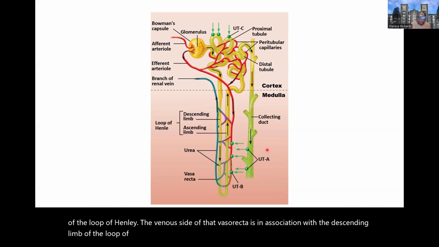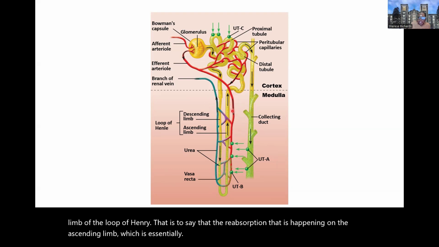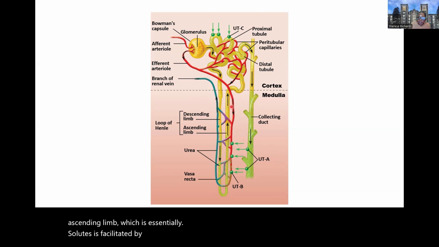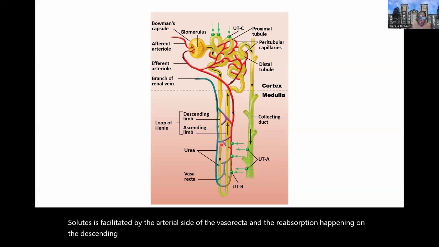That is to say that the reabsorption that is happening on the ascending limb, which is essentially solutes, is facilitated by the arteriolar side of the vasa recta, and the reabsorption happening on the descending limb, again, primarily water, is facilitated by the venous side of our vasa recta, which goes back to the efferent arteriole.